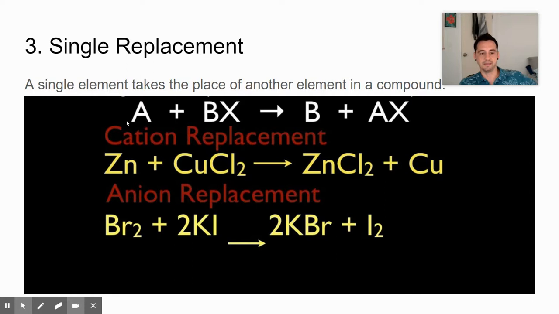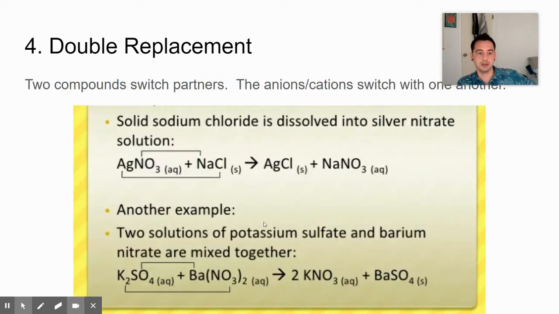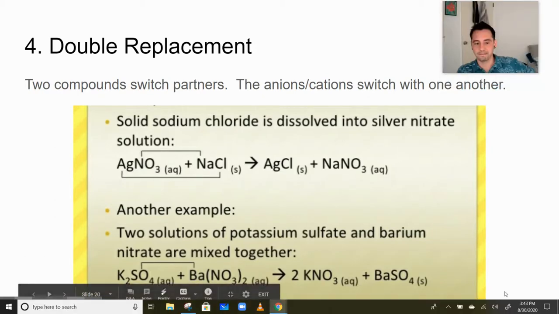Single replacement. You have a pair of partners, so BX here, and then you have a single person, A, and A comes and takes the place of B. Okay, you can do anion replacement or cation replacement, doesn't matter. So you can remove the first one or the second one. That's single replacement. Double replacement, you have 2 sets of partners, and they switch partners. This one's the Swinger's reaction that I usually call it.